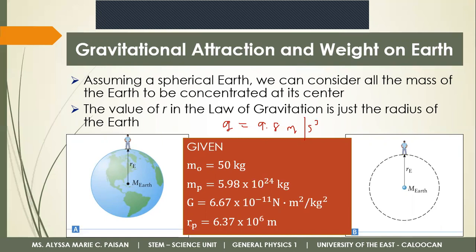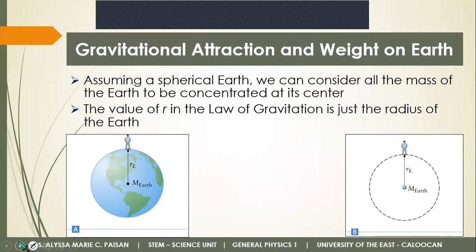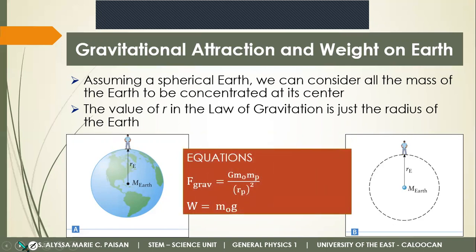And then the RP, which is the distance of the person from the center of the Earth. Since ang radius ng Earth is 6.37 times 10 raised to 6 meters, yan yung ating R sub P. And then what we're going to look for is the gravitational attraction or gravitational force between the Earth and the man, as well as the man's weight. For the equation, we have F grav is equal to G MO MP all over RP squared. And then for the weight, that's MO times g, wherein MO, again, is the mass of the person or the mass of the object on the surface of the Earth.